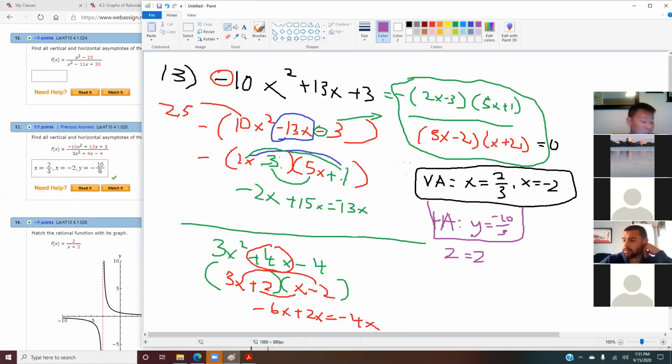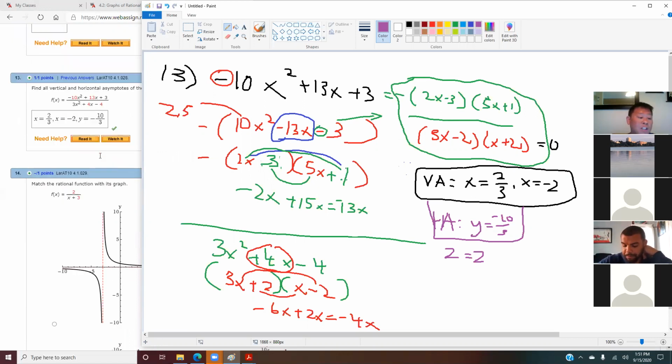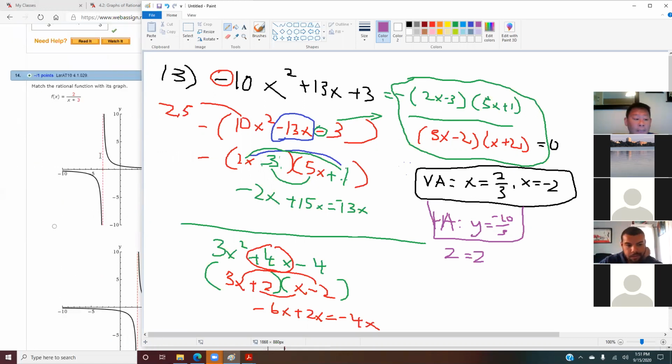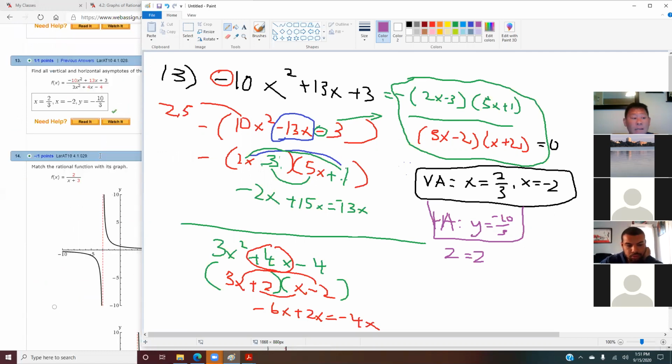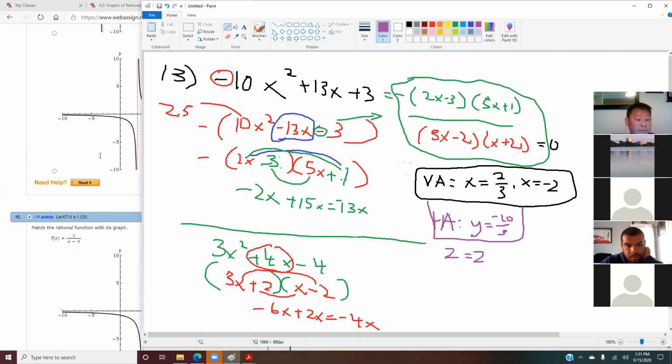Okay. Questions so far in 4.1? Anyone have any questions? These are 2 questions I found out that you guys need help with. Anyone have any questions in 4.1, besides these 2 questions?